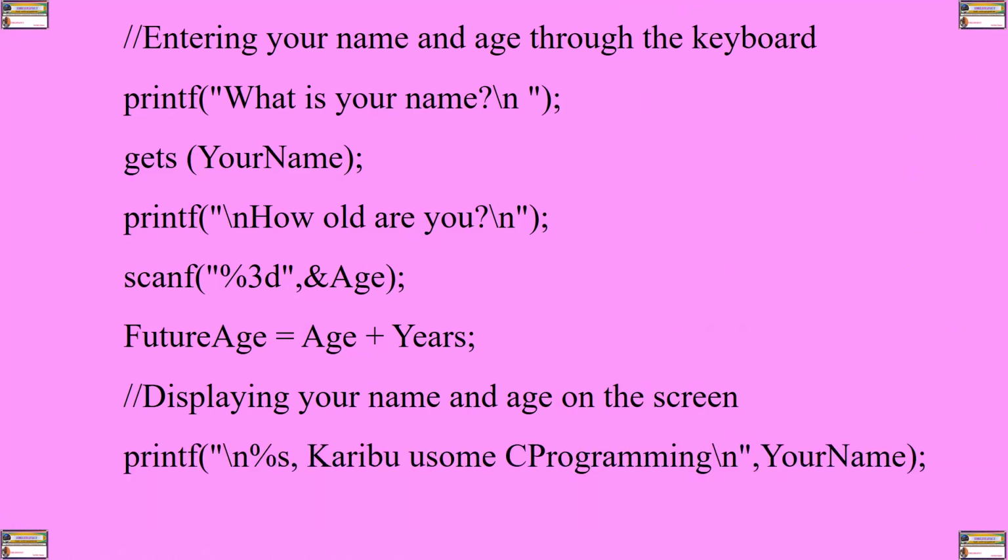Here it is. This statement is saying, pick what is in the memory location called your name and display it on the screen, followed by the words, Karibu Usome C programming. The compiler will pick the content that is in the memory location called your name. Remember, in your name, you have keyed in your three names or your two names. So if, for example, you typed Julius Meme and that is what is in the memory location called your name, that is what will be displayed here as the first thing. So what will be displayed by this statement is Julius Meme, comma, Karibu Usome C programming.